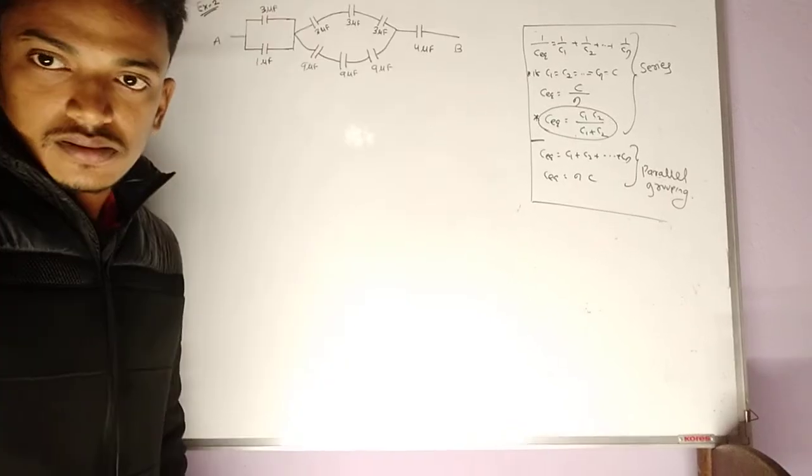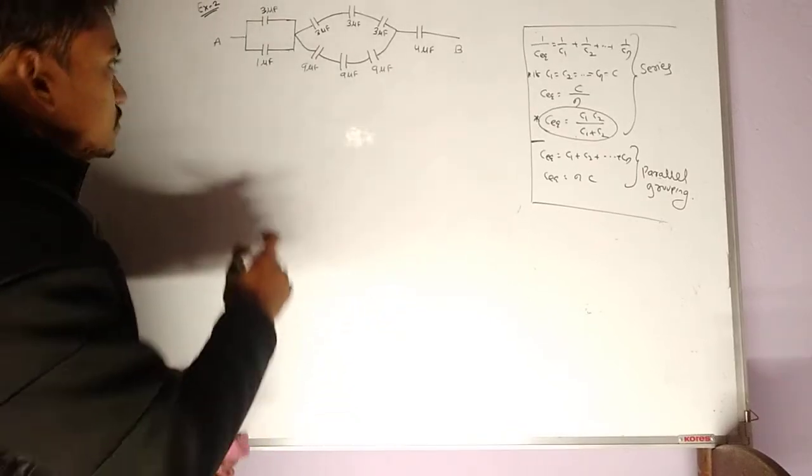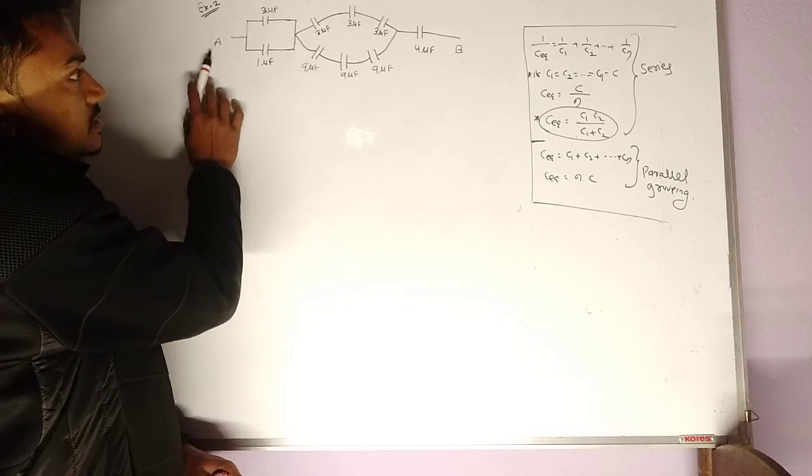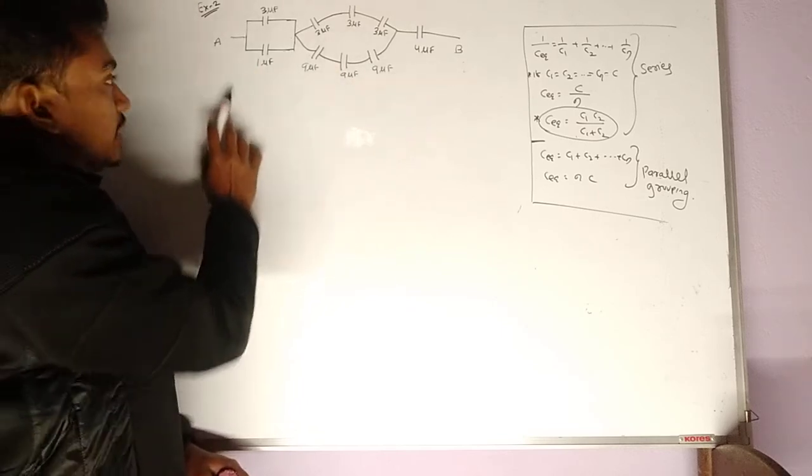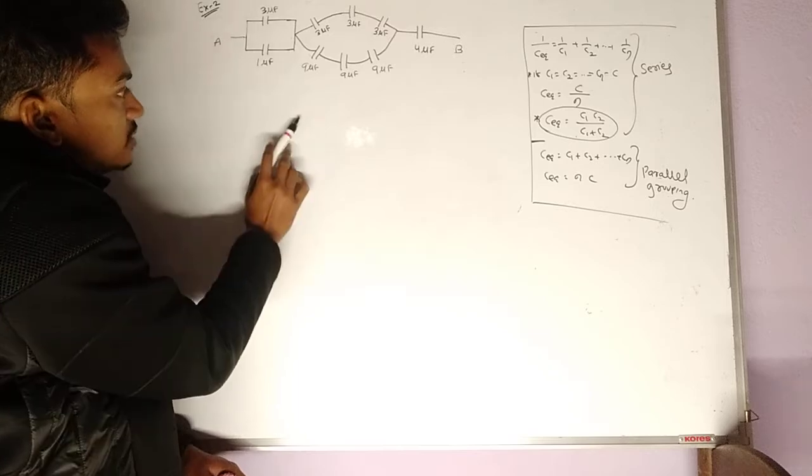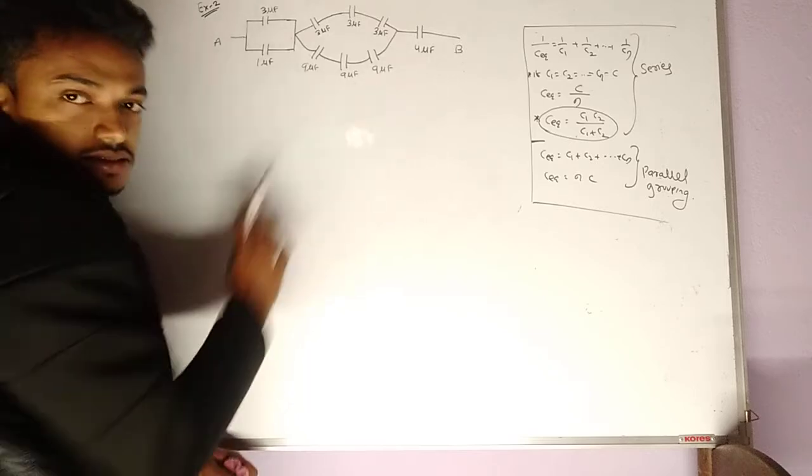Okay, let's see another example. Find the equivalent capacitance between A and B. Means battery is connected between A and B. Positive terminal is connected to A and negative terminal is connected to B.